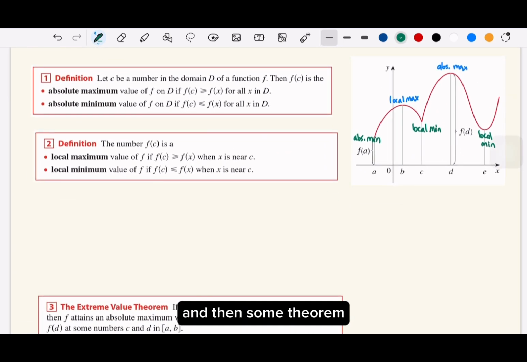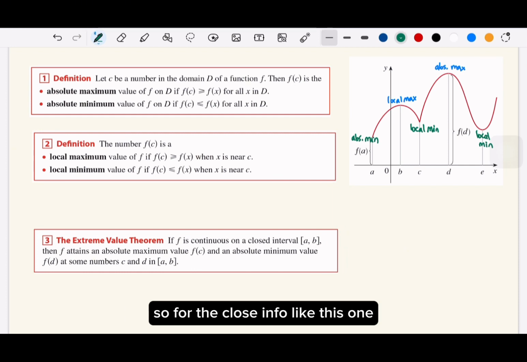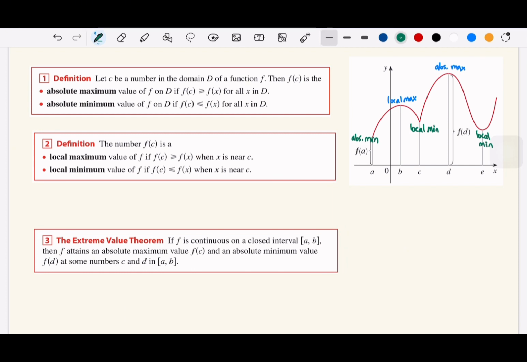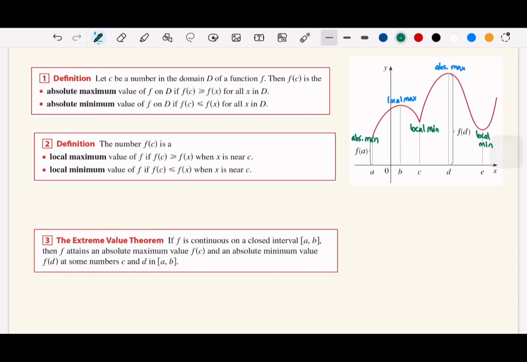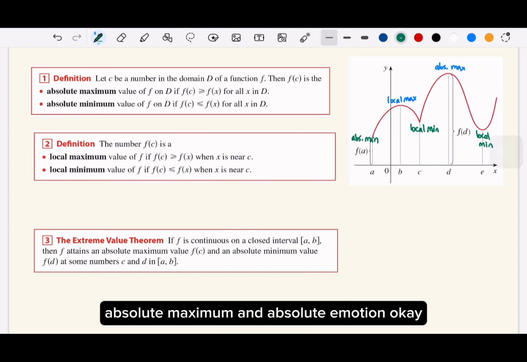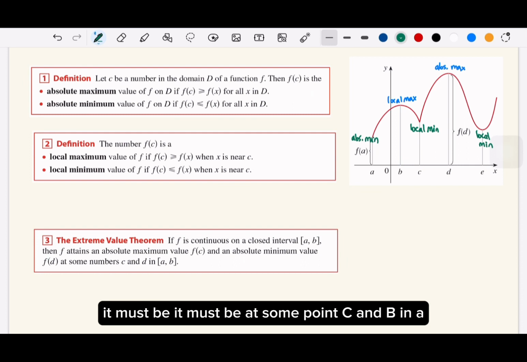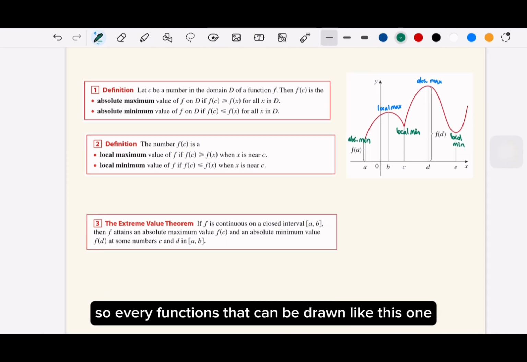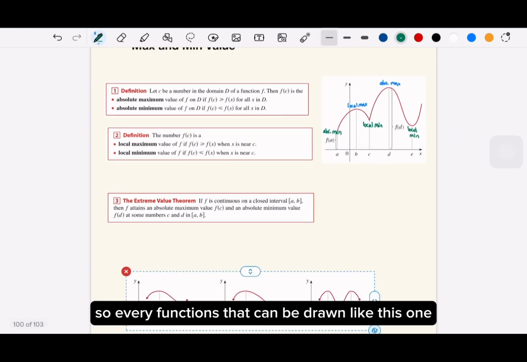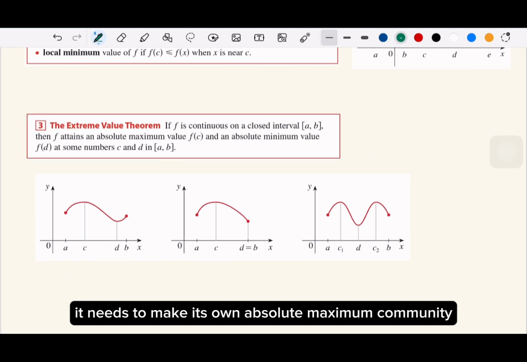And then there is a theorem we call the extreme value theorem. For a closed interval like this one, the function will attain an absolute maximum and an absolute minimum. It must be at some points c and d in [a, b], if the interval is from a to b, in the closed interval. So what does that mean? Every function that can be drawn like this one must have its own absolute maximum and minimum.